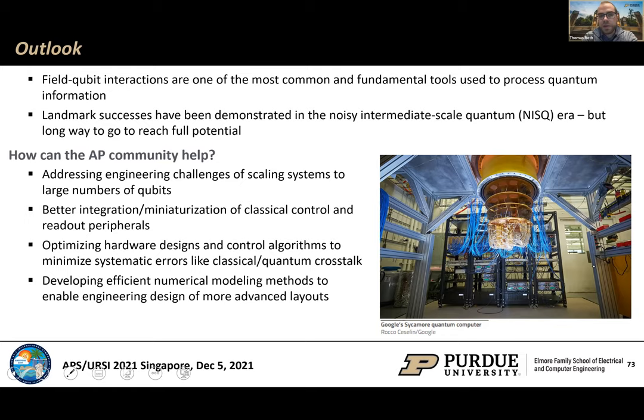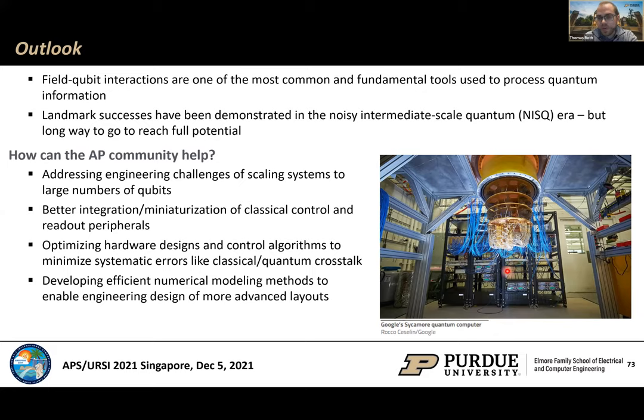And as far as how the AP community can help with taking these systems and making them reach their full potential, well, it's right in the name of this NISQ era. Intermediate scale: we need to scale up the number of devices in the system substantially. What we're looking at here is Google's quantum computer. You can see these huge racks of equipment, hundreds and hundreds of cables going into this system to control it and operate it successfully. This system uses about, if I'm remembering correctly, 53 qubits. And we need to scale that up to thousands to millions of qubits.